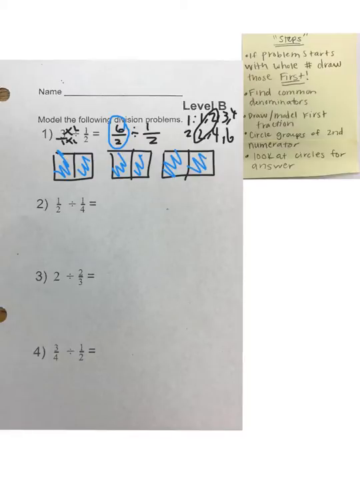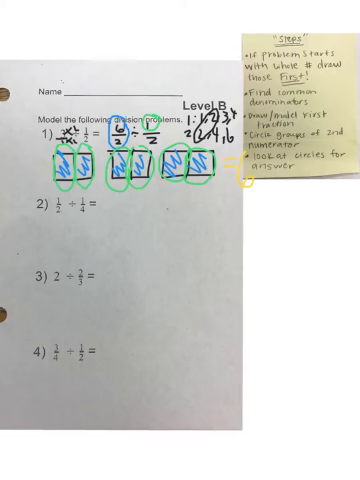Our next step is going to be that we are going to circle the groups of our second numerator. So our second numerator is a 1, so we're going to be circling groups of 1. Here's a 1, 1, 1, 1, 1, another. And then our last step is we are going to look at the circles for our answer. So we're going to see how many wholes we have. 1, 2, 3, 4, 5, 6. So our answer here would be 6.